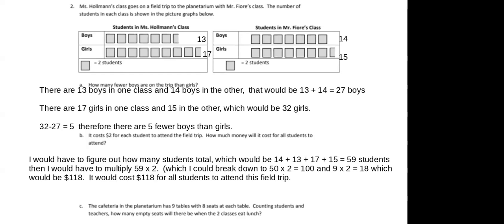Question letter C. The cafeteria in the planetarium has 9 tables and 8 seats at each table. Counting students and teachers, how many empty seats will there be when the 2 classes eat lunch? Okay, so you're going to have to figure out how many total seats there are first by multiplying. Then you would figure out how many students and adults using the question we did previously, and then you would subtract those 2 numbers. Pause the video, solve the problem, and then turn it back on to find your answer.